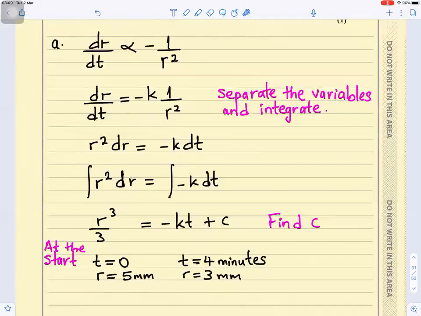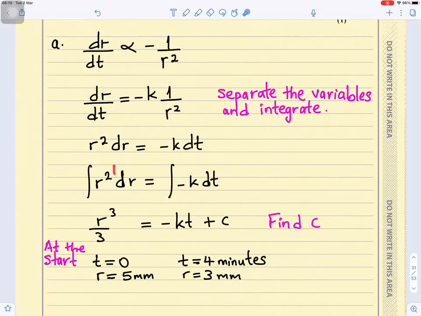So we have dr over dt is proportional to minus 1 over r squared. And we do it by separating the variables and integrating. What we want to do is remove the proportional sign and replace it with minus k. To separate the variables, we take r squared to the left, so it becomes r squared dr, and take dt to the right, it becomes minus k dt. And we integrate both sides. So the integral of r squared dr equals the integral of minus k dt.